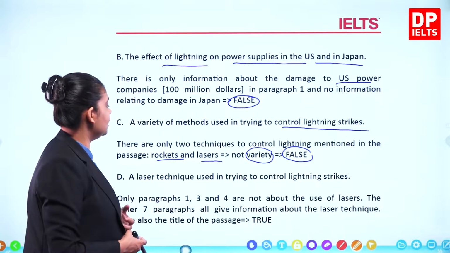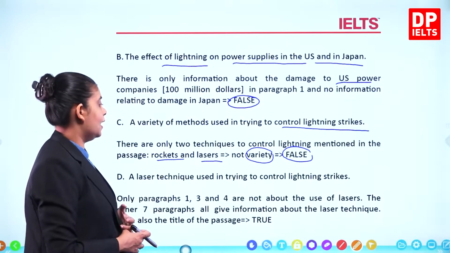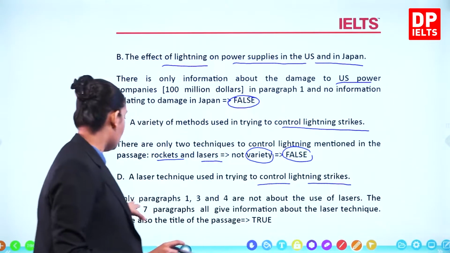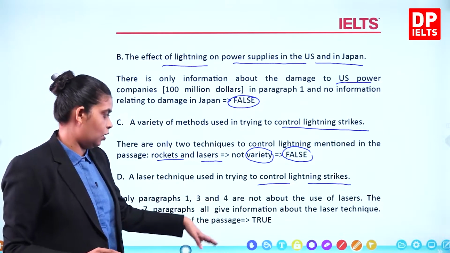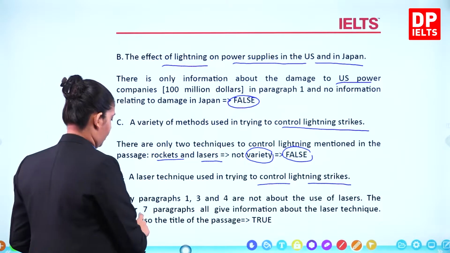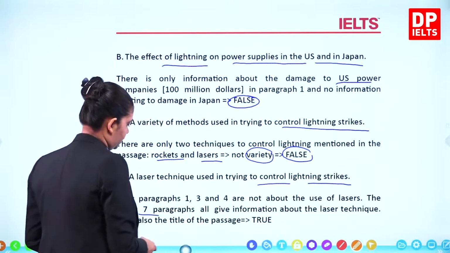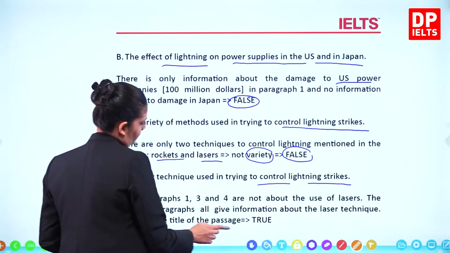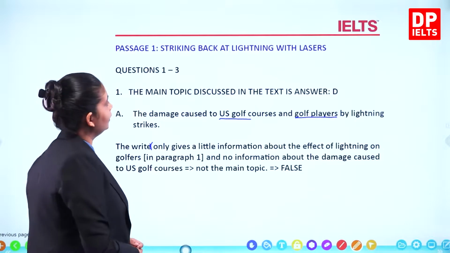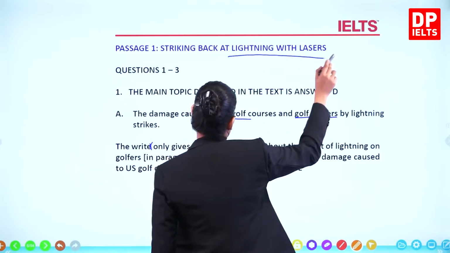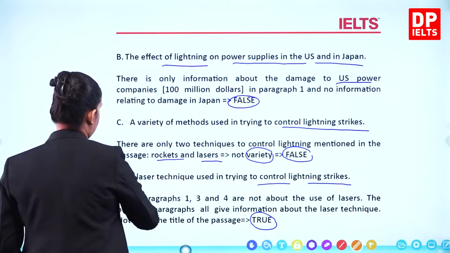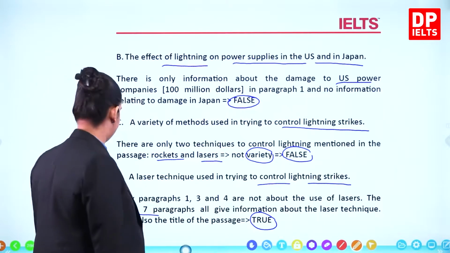D, the laser technique used in trying to control lightning strikes. Only paragraphs 1, 3 and 4 are not about the use of lasers, but the other 7 paras all give information about the laser technique. Also note that the title of the passage is also about lasers, Striking Back at Lightning with Lasers. So it seems all okay there. So the most appropriate answer is D.